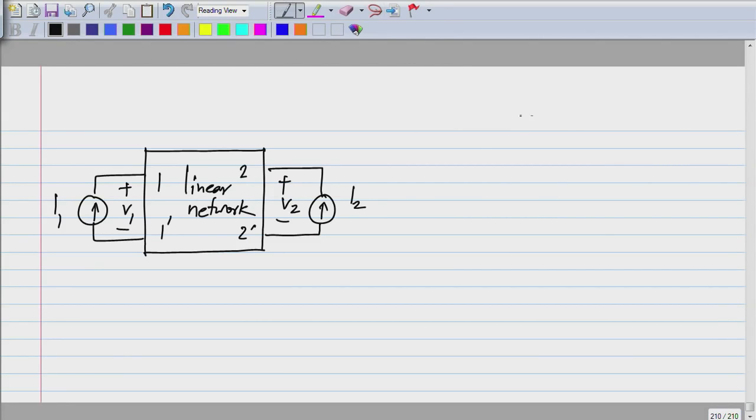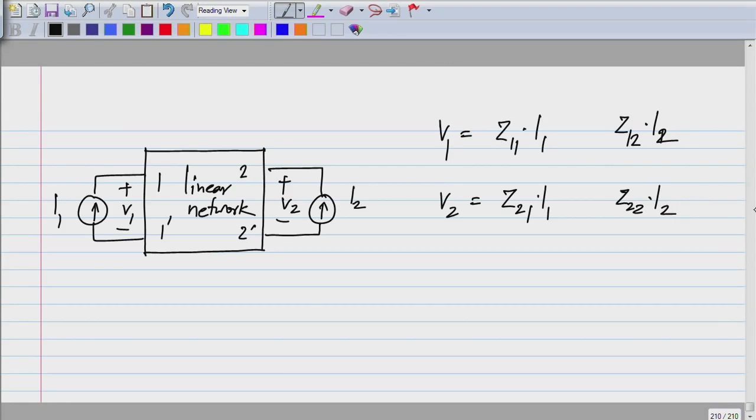Okay. So with I2 equal to 0, V1 will be some number, I'll call it Z11 times I1, and V2 will be some number Z21 times I1. Okay, so this is with I2 equal to 0. Similarly, with I1 equal to 0, both V1 and V2 will be proportional to I2. Okay, so we'll end up with V1 being Z12 times I2 and V2 being Z22 times I2.